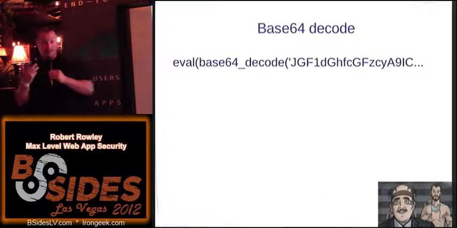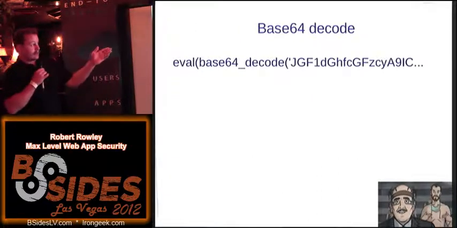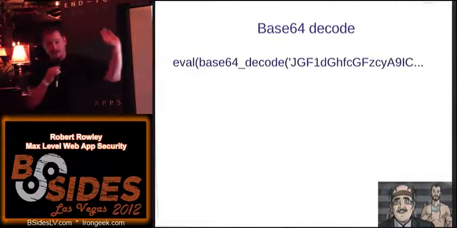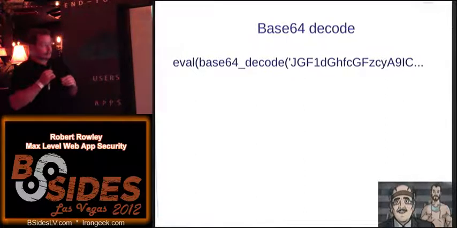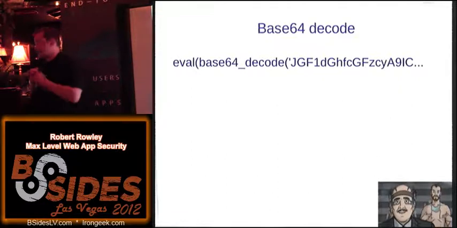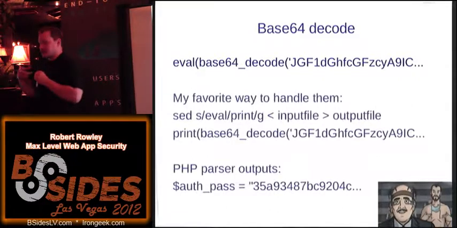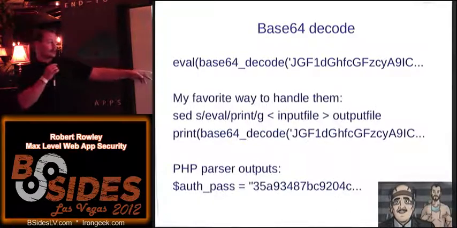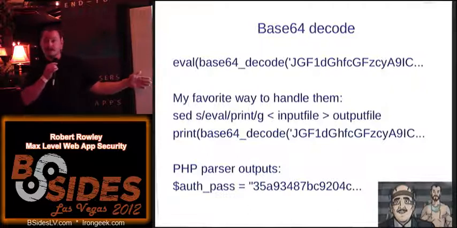So then it gets a little bit more complicated. Eval base64_decode, and then this really long base64 encoded string. What happens here is it decodes the string and then evaluates it. To deobfuscate, my favorite way to handle these is to use sed again. I highly recommend you all know how to use sed. There are many other ways. In fact, I searched online.